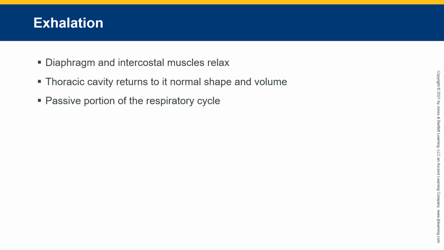Diaphragm and intercostal muscles relax. The thoracic cavity returns to its normal shape and volume, but then the thoracic cavity's pressure goes back up to normal, and the air in the lungs goes out. Exhalation is a passive portion of the respiratory cycle. It doesn't take energy to exhale. It takes energy to inhale.